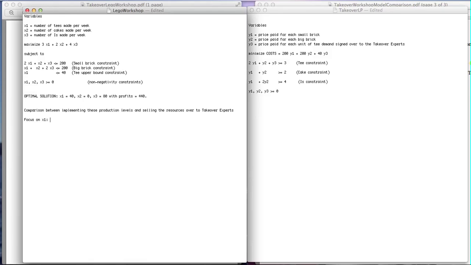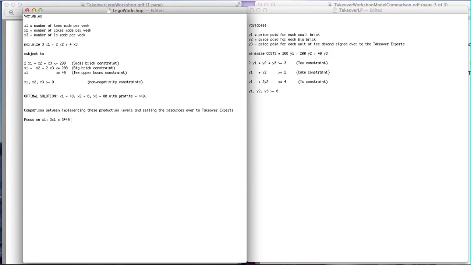So if I focus on the T's, I know I am currently making 40 T's and I get $3 each. So basically the objective is 3x1, which is currently 3 times 40. And I know that each T requires 2 small bricks, 1 big brick, and 1 unit of T demand. So instead of selling 40 T's, I can sell the resources required to produce 40 T's over to the takeover company.